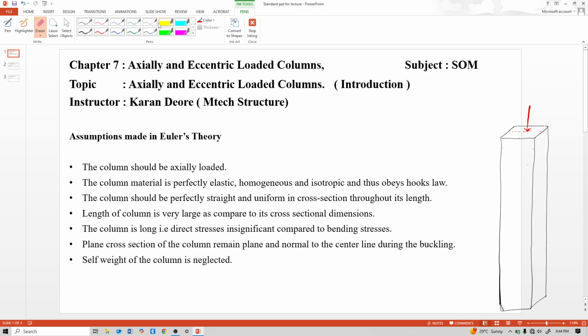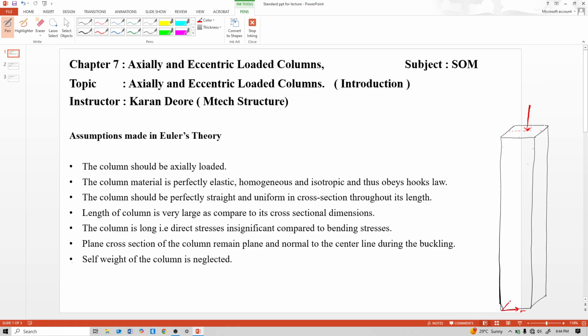And isotropic means the property is the same in every direction. Like if you consider this as the x direction, this as the y direction, and this as the z direction, the property should be the same in every direction. Any physical property, like modulus of elasticity or Poisson's ratio, in that sense.